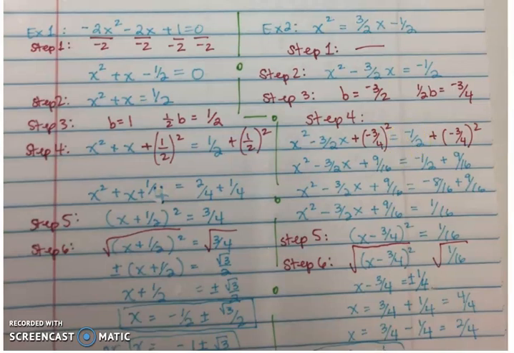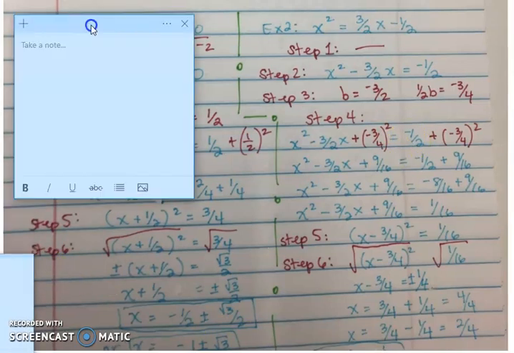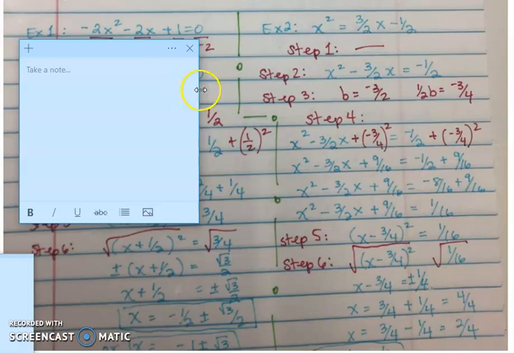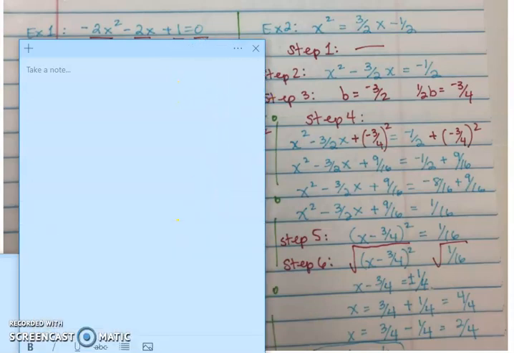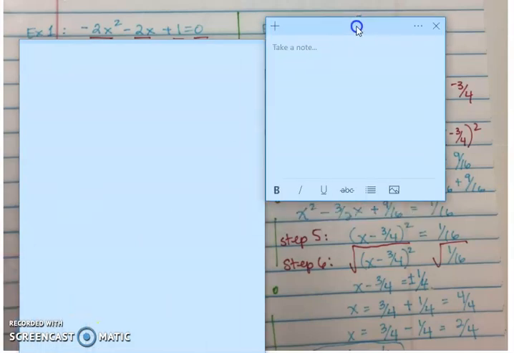The directions are the same. We're going to solve by completing the square. So the first example that we have looks like this. I do break this up into its different steps so that you can see along the way what we're doing.